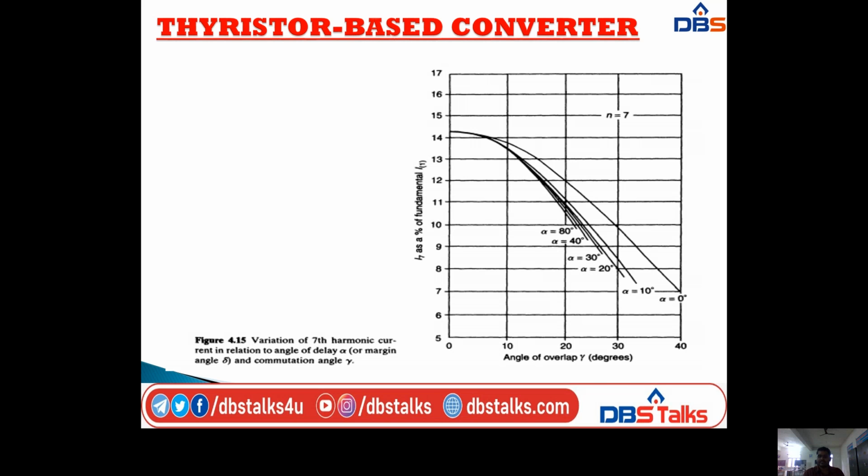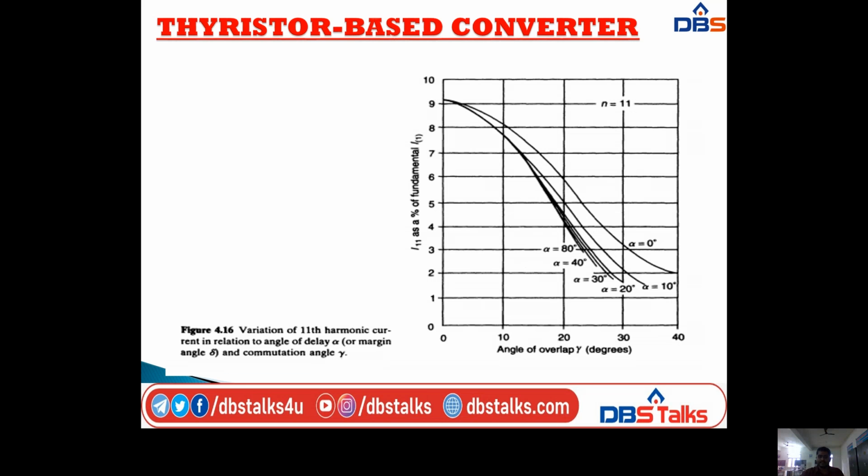At alpha equal to 0 we have one curve, alpha equal to 10 we have one curve, and likewise for alpha equal to 20, 30, 40, and 80. We have different curves for the variation of the seventh harmonic.